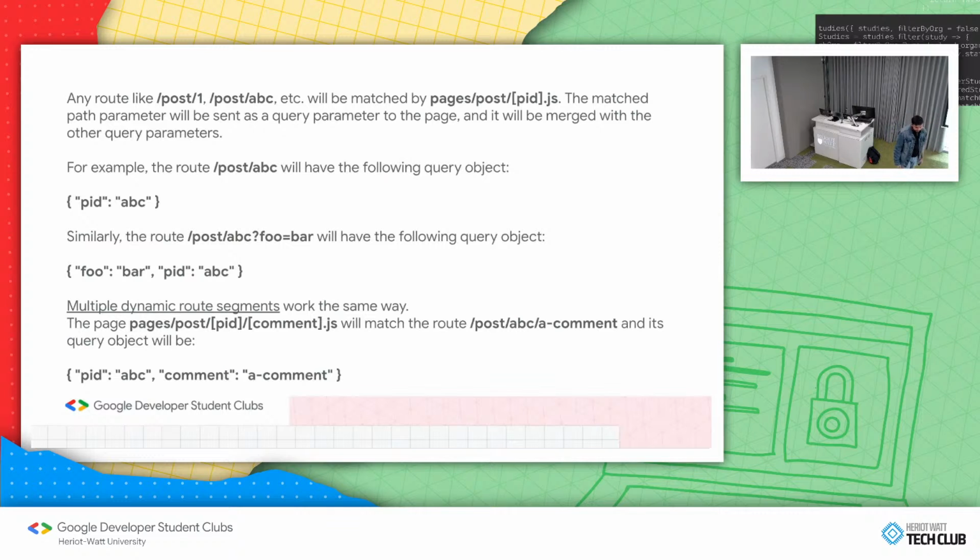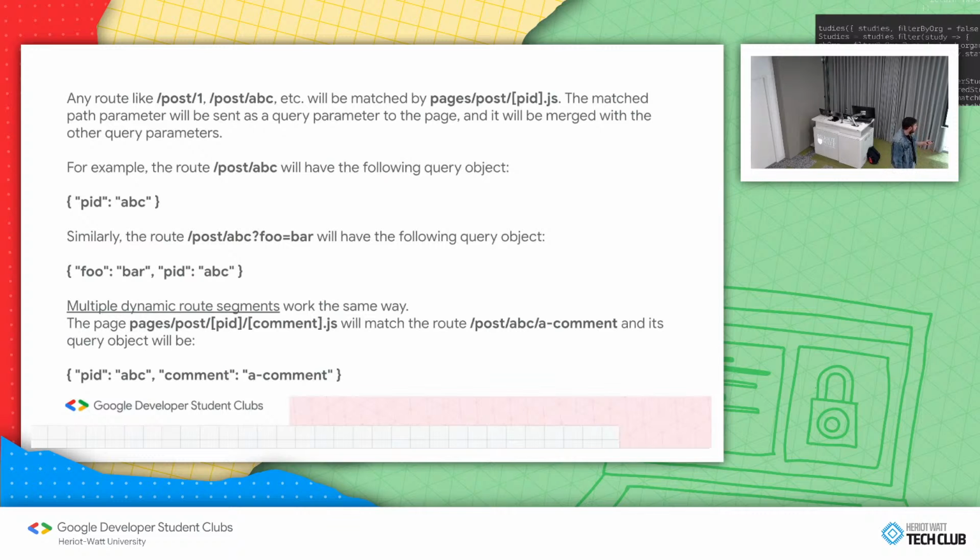So let's see the first example. For example, someone visits /post/abc. So what the router.query object will return to us will be an object of that sort. It will have pid, and the value for the pid will be abc, because we are visiting the /abc endpoint of the post URL.